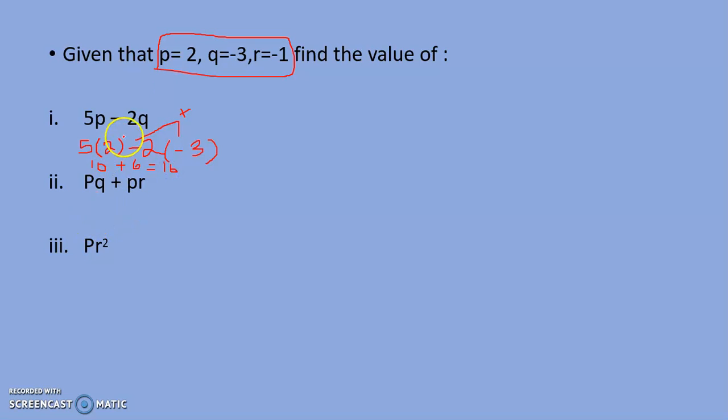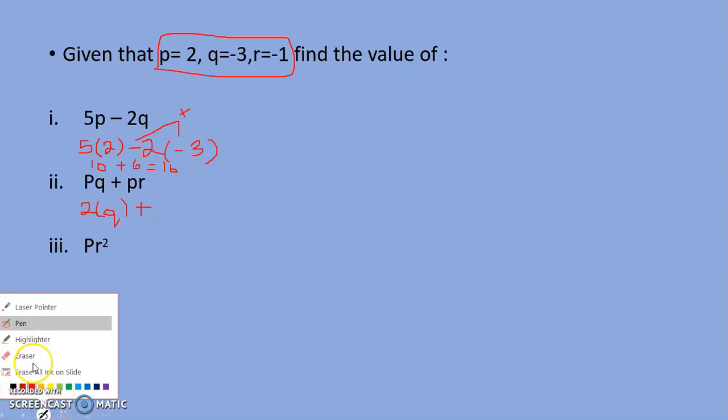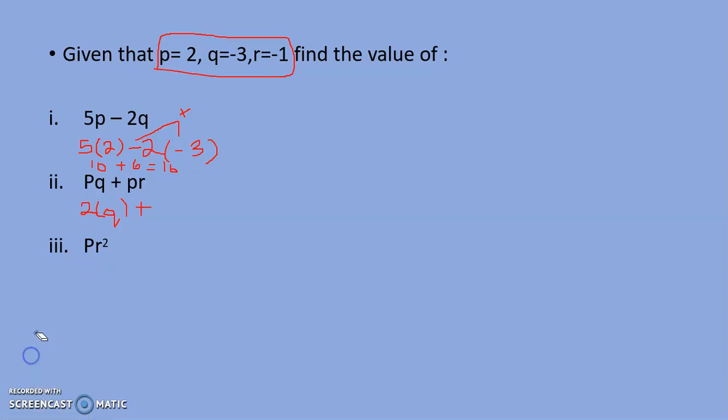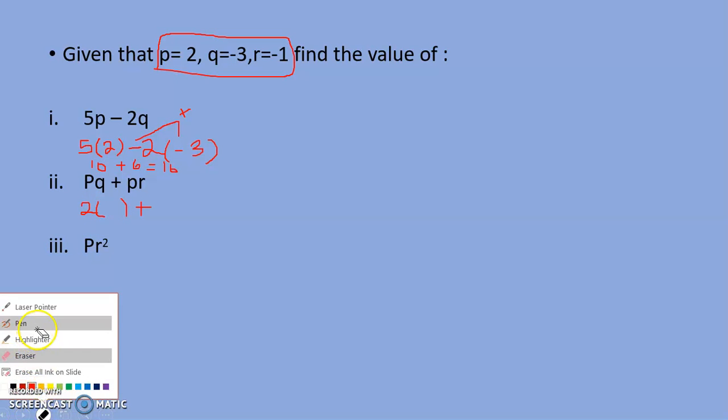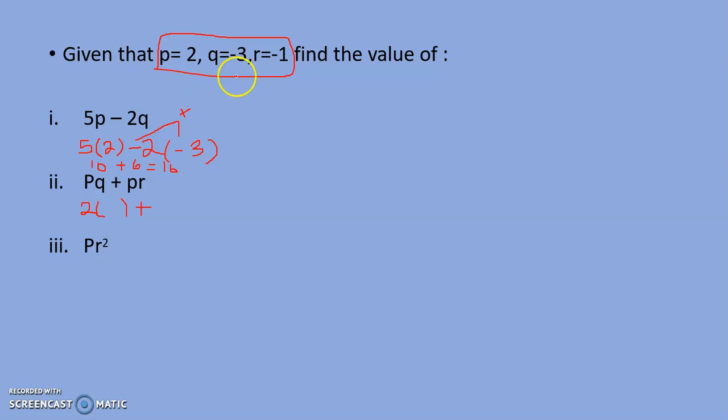Let's do the other one. P is 2 times Q plus, sorry, I'm not writing about the Q. So Q here is -3, so let's write that. Guys, don't make the mistake I made, else you will be confused. So 2 times Q, which is -3, plus P, which is 2, times R, which is -1.